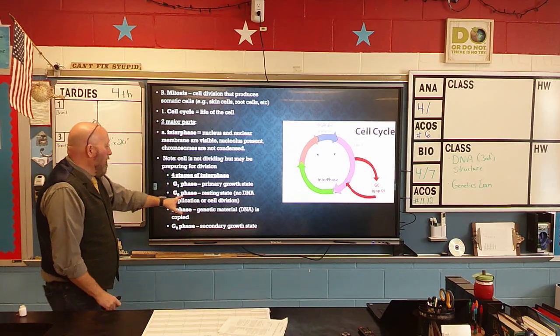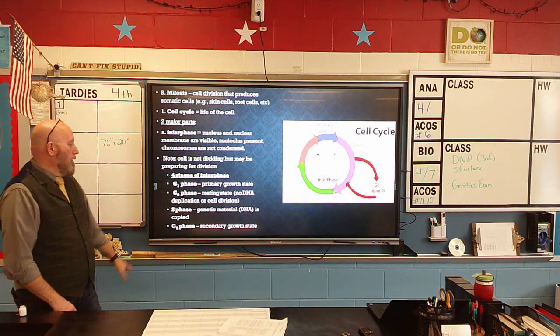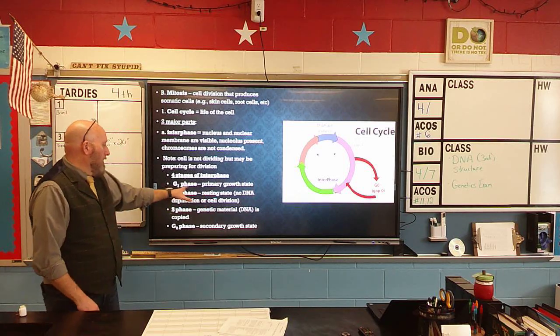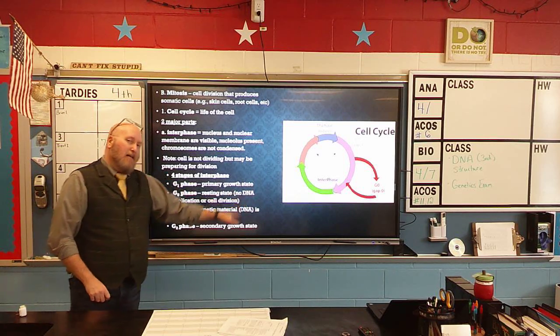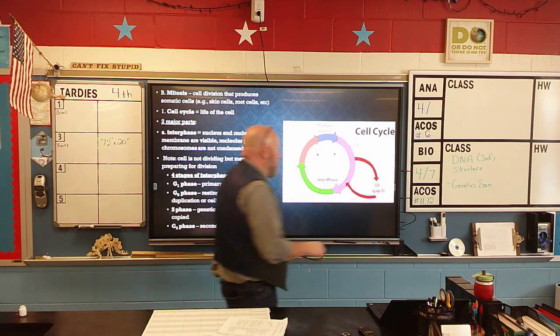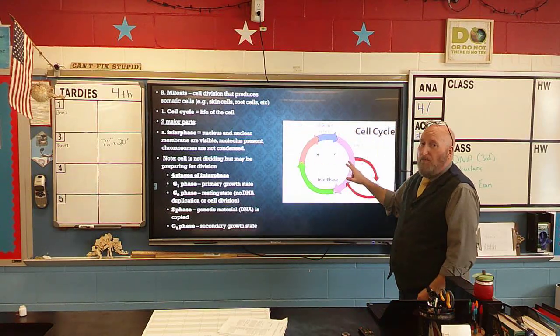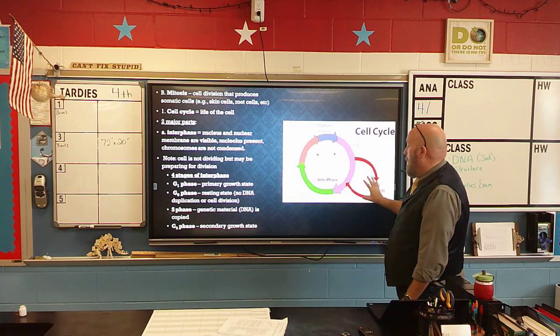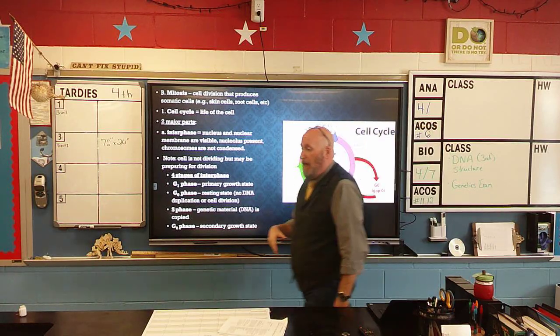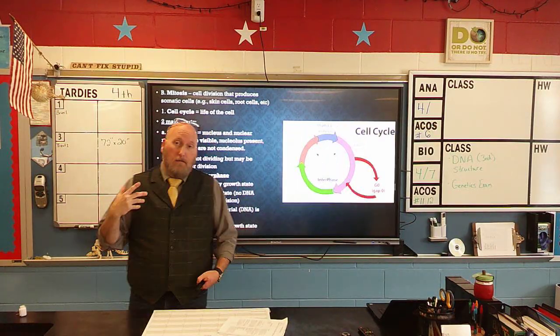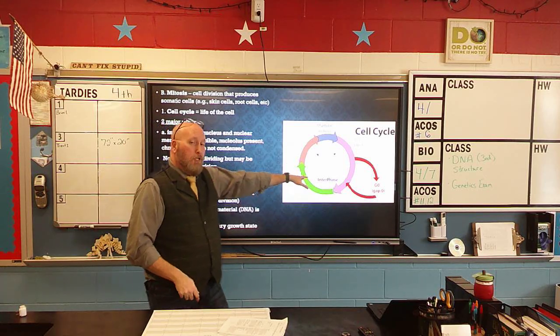Now this G0 here, right here, nothing's really happening in G0. A lot of times some cells will go into this stage where they won't grow and reproduce new cells, all right? One of the main places in human beings that happens a lot is in the brain. Brain cells tend to hang out in G0.